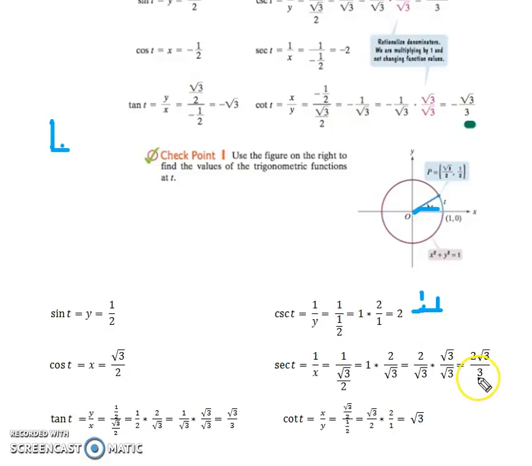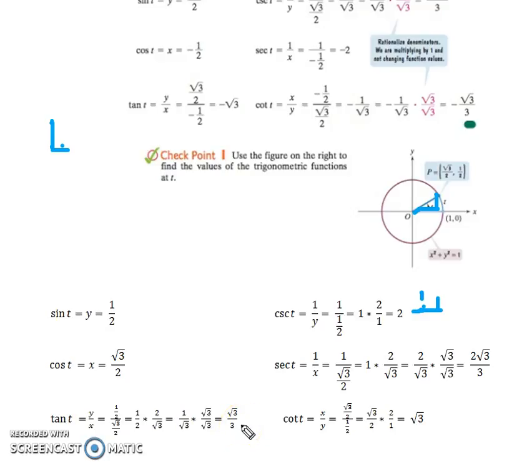Okay. Tangent, again, is just sine over cosine, or opposite over adjacent. So the 1/2 over the square root of 3 over 2. The 2's cross out when you multiply by the reciprocal. Multiply top and bottom by the square root of 3. So square root of 3 over 3.